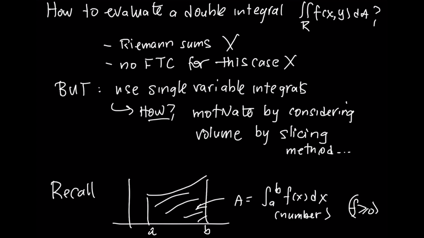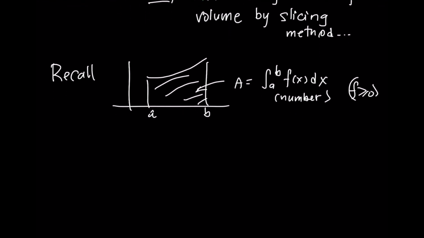So what we're going to do is try to motivate this by talking about the volume problem again and going back to a technique you've learned about in calculus called volume by the slicing method. Remember that if you've got a function that's positive and you would like to figure out the area underneath that function between two values, you simply calculate this definite integral.